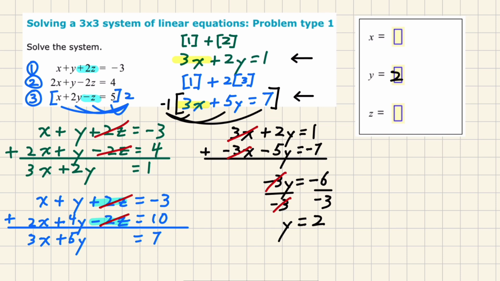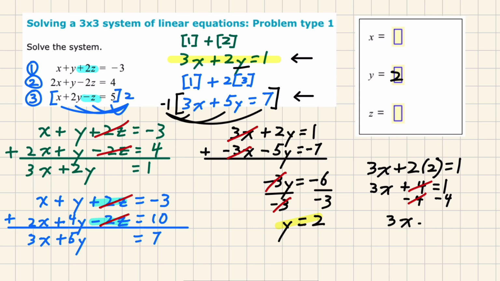And then working back through these equations, I should be able to find the other values. I can plug this y value into one of these 2 equations to find x. I'll use the top one. Replacing y with 2, we would have 3 times x plus 2 times y, but y we now know is 2, equals 1. Solving for x, 3x plus 4 equals 1. Isolating the x, we have 3x equals negative 3. Solving for x, by dividing through by 3, we have x equals negative 1.